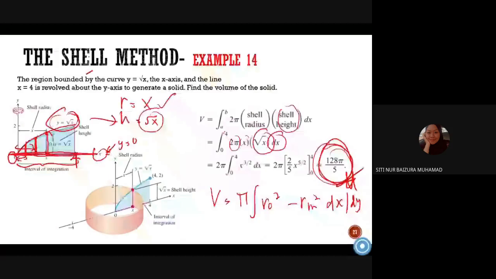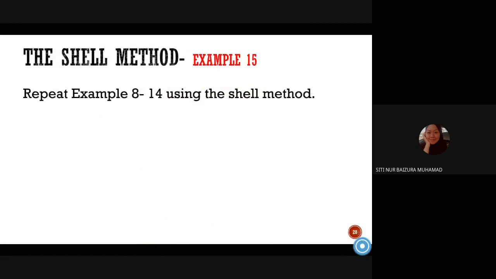Okay. So next example ni sebenarnya you repeat example 8 until 14, use the shell method. Okay, using the same method, using the shell method, you should get the same answer. I already provide you the answer for example 8 until 14 using this method. So that same answer you should get if you use the shell method.